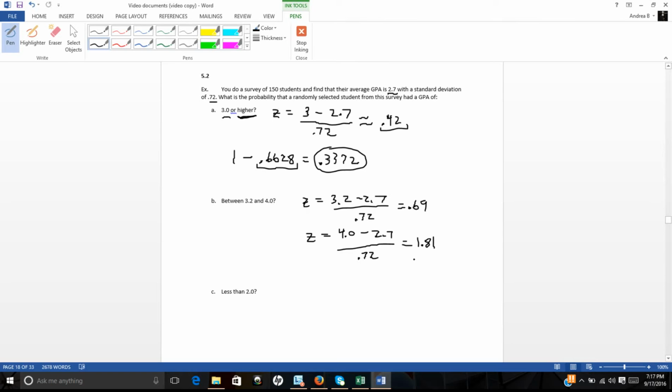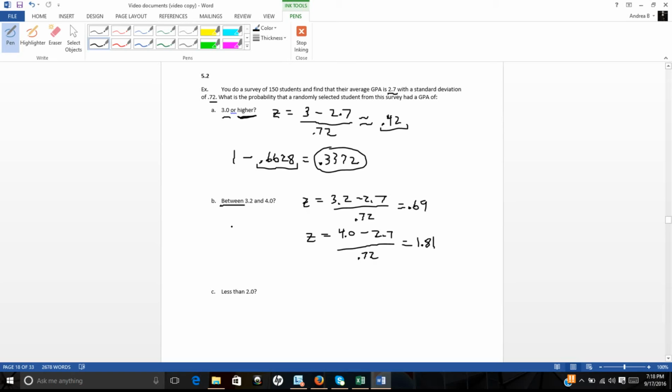And then remember, if we're looking at between two z-scores, between means that we need to subtract the areas that are related to both of these. Remember, always do the bigger one minus the smaller one, because otherwise you're going to get a negative area or negative probability. And you can't have negative probabilities. Negative areas and negative probabilities do not make sense for these, so make sure you're doing it in the correct order.